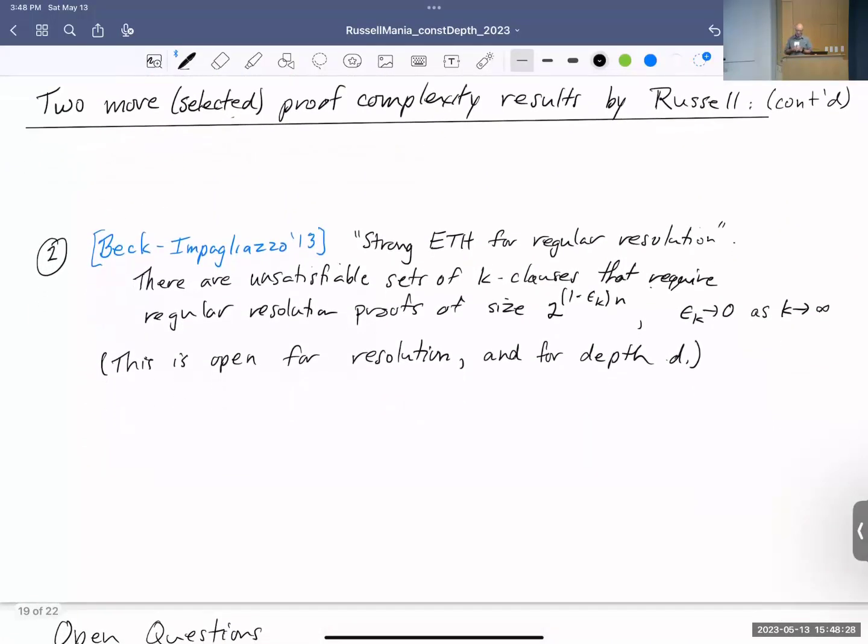The other result of Russell's is really less related, but I thought I might as well throw in something about resolution. Chris Beck and Russell proved a form of strong ETH for regular resolution. Namely, there are unsatisfiable sets of clauses of size k, just regular clauses, that require regular resolution refutations of size nearly 2^n, and the nearly means a constant that tends to 1 as k tends to infinity, right? And this is still open for resolution.